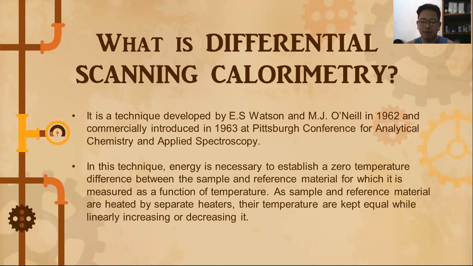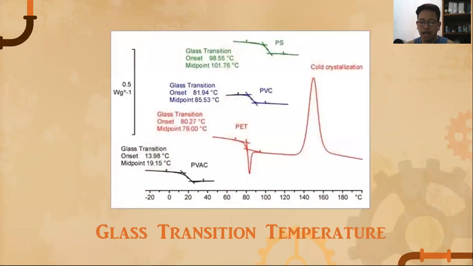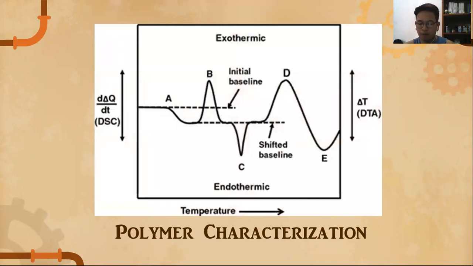As the sample and reference material are heated by separate heaters, their temperatures are kept equal while linearly increasing or decreasing. This technique is widely appropriate for measuring glass transition temperature and characterization of polymers, or also the amorphous part of a crystalline polymer, from a hard, brittle state to a soft and rubbery state.